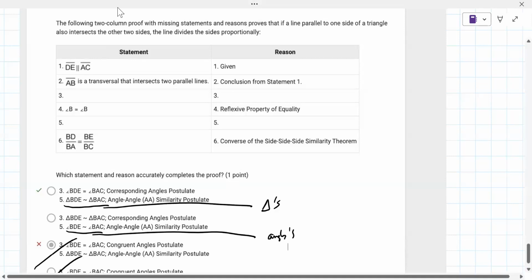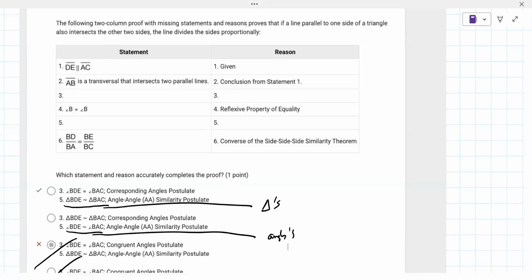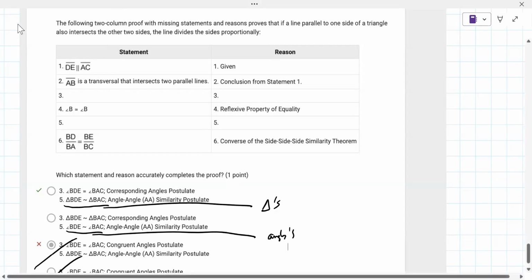So it's all about looking at the parts of the proof that are already there and looking at the steps before it to fill in the blank. All right.